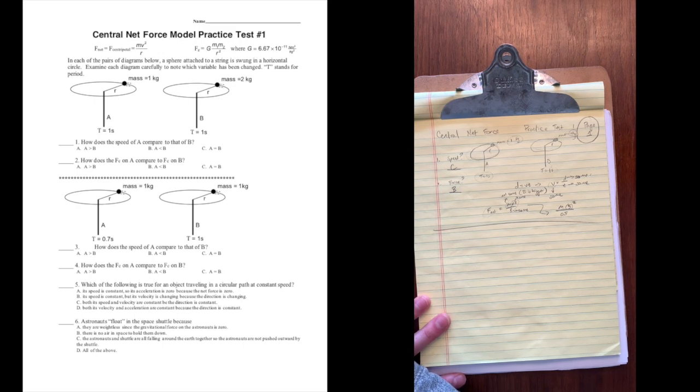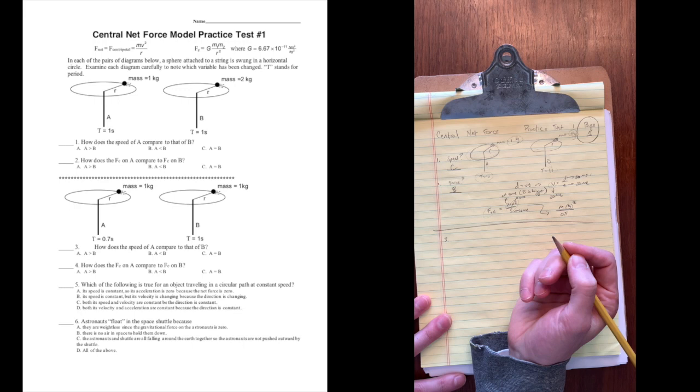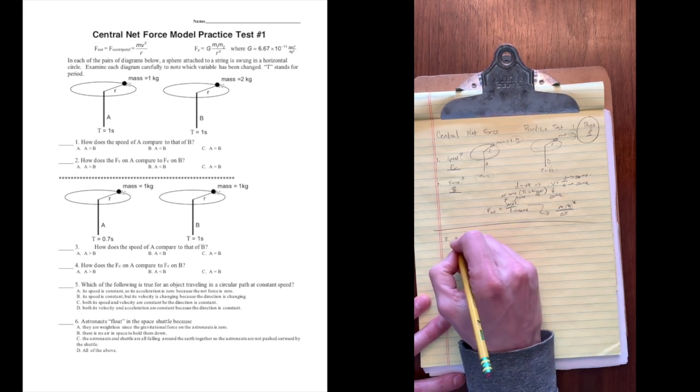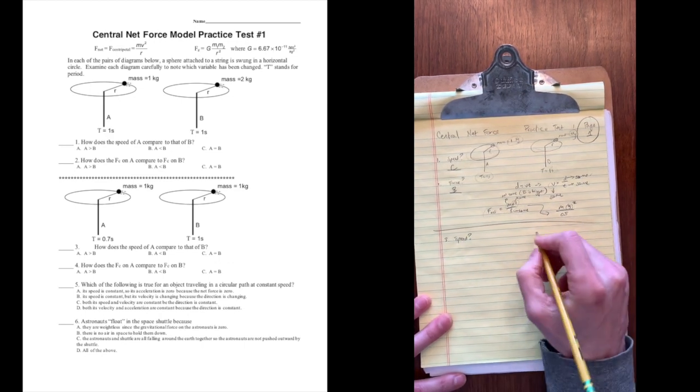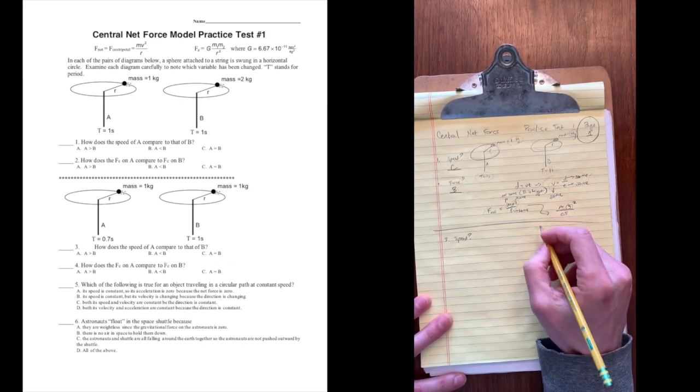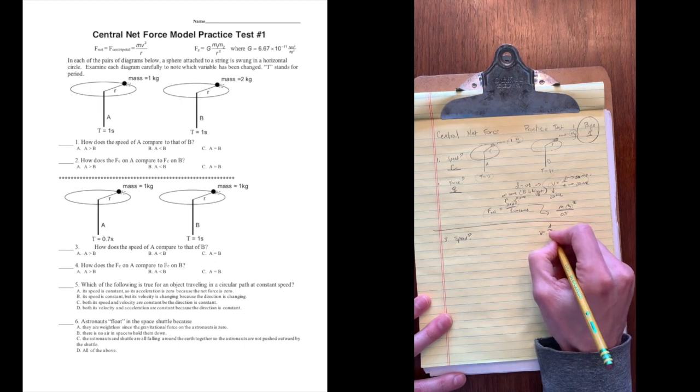Number 3. I'm not going to redraw the diagram because you have it here, but we're doing the same sort of situation. How does the speed of A compare to the speed of B? Both radii are the same, and the masses are the same, but the time is different. So the first question, number 3, is asking about the speed. Going through the same thing as above, I'm going to look at the equation v equals d over t.